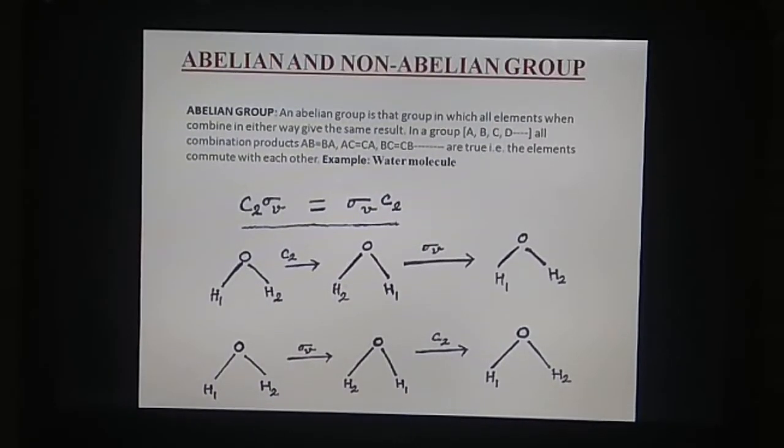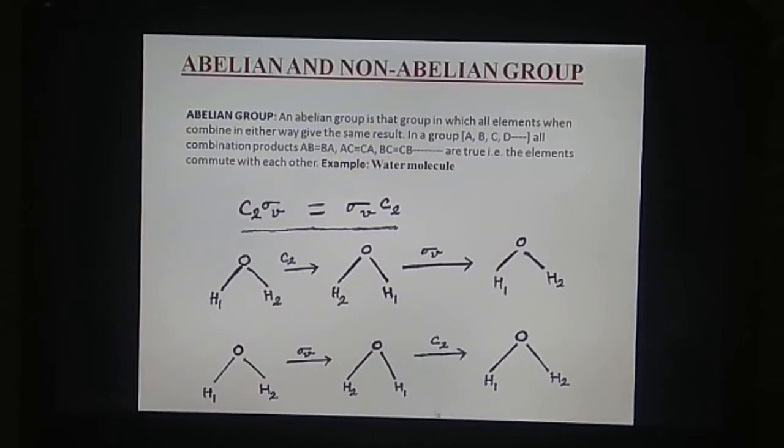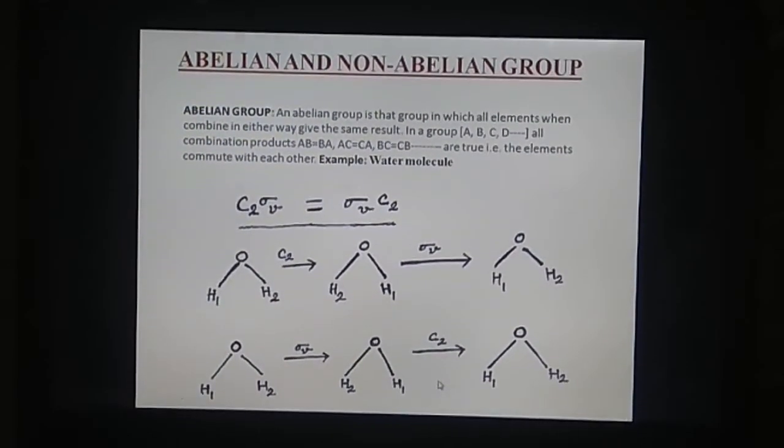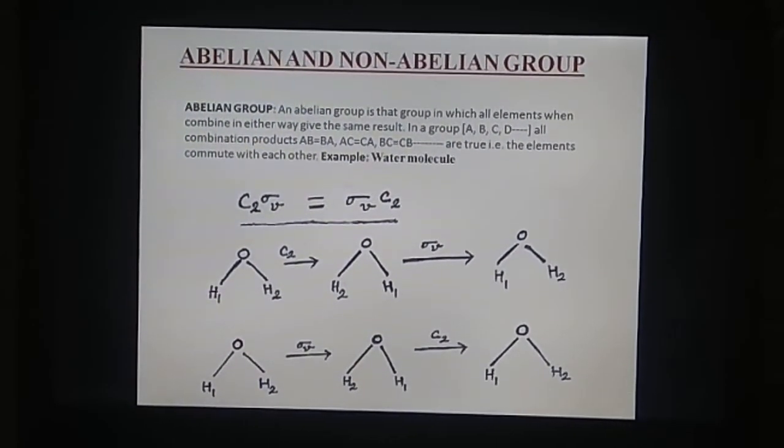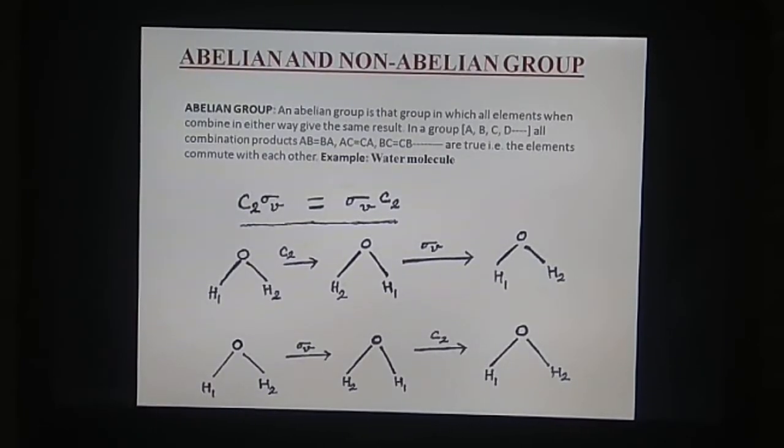For example, in water molecule, whenever a C2 symmetry operation is carried out on a molecule followed by sigma V, and if we reverse the order, means first sigma V is performed, then C2, there would not be any change in the result. If the result is the same, this means this group is an abelian group.